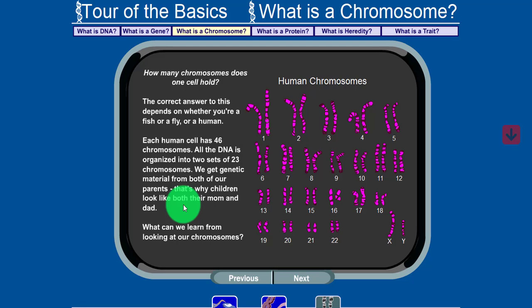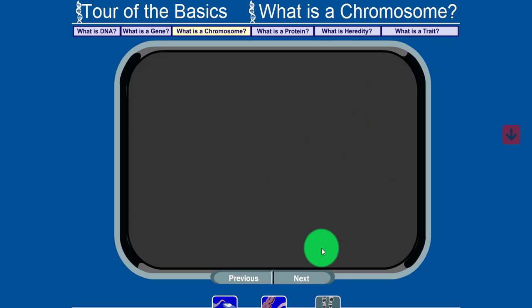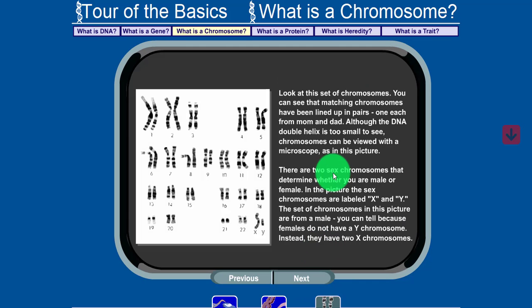What can we learn from looking at our chromosomes? Look at these sets of chromosomes. You can see the matching chromosomes have been lined up in pairs, one each for mom and dad. Although the DNA double helix is too small to see, chromosomes can be viewed with a microscope, as in this picture.